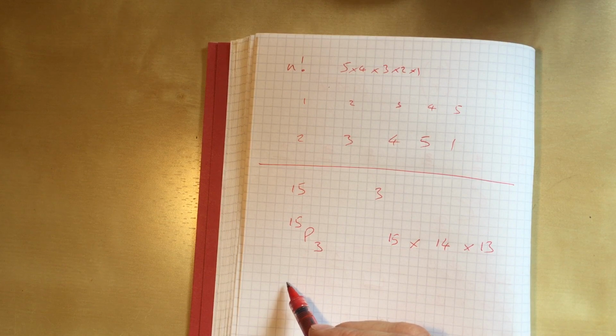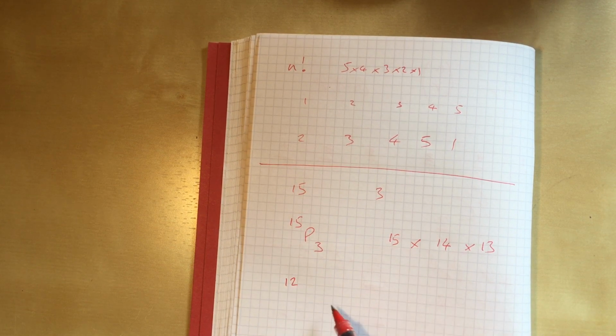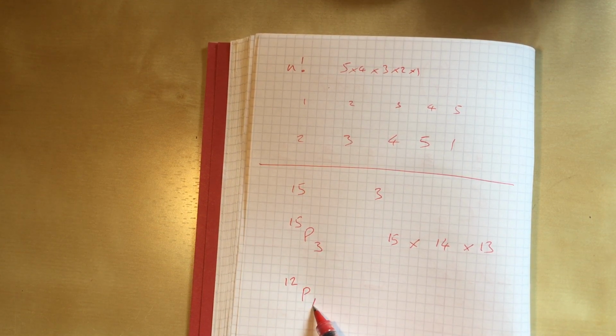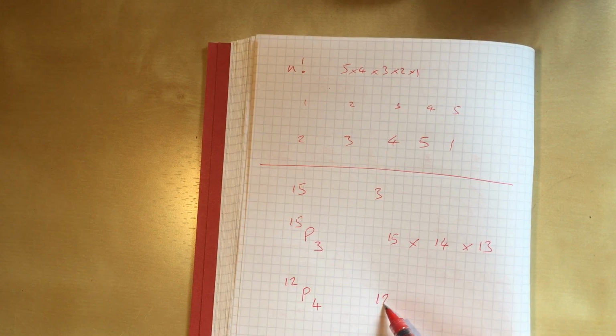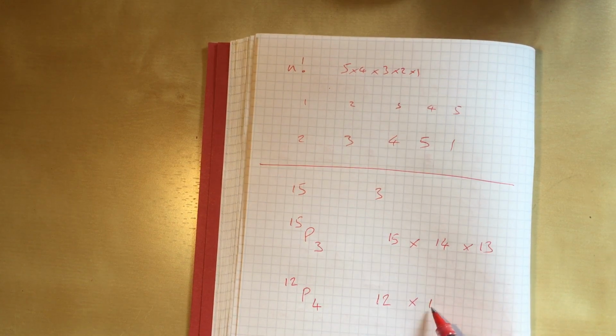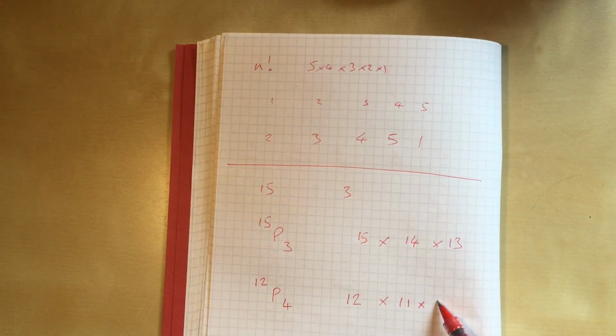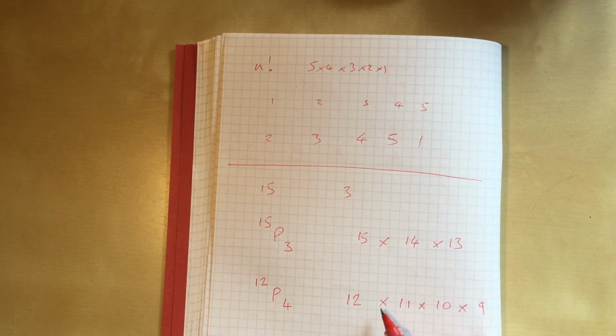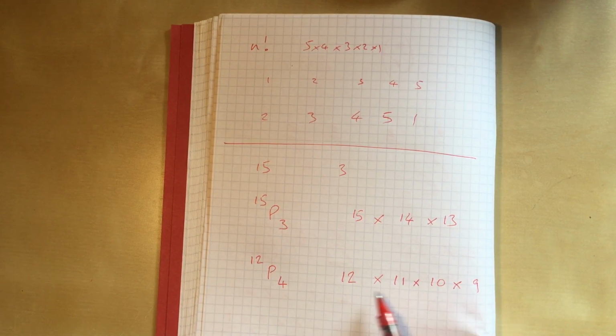If I've got a squad of 12 people, and I need to choose a team of 4, there's a choice of 12 for the first place, 11 for the second place in the team, then 10, then 9 for the other 2 places in the team. So that would be the number 12P4. How many teams can you make if you've got a squad of 12?